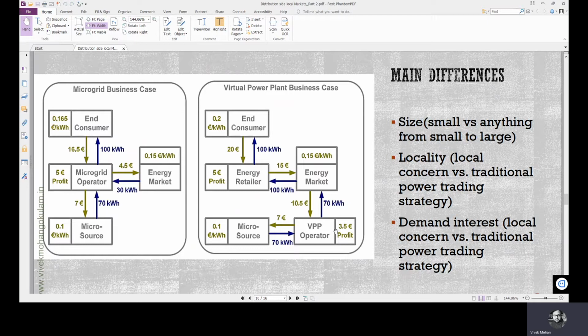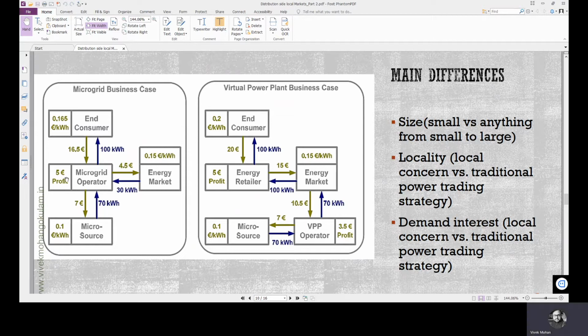Now what is the expense of the VPP operator? It's 7 euros, right? What's the revenue? 10.5. So 3.5 is the VPP operator's profit. Now what about the energy market? His expense is 10.5. His revenue is 15 euros. So 4.5 is his profit, right? Now what about the energy retailer? His expense is 15 euros and his revenue is 20. So 5 euros is the profit for the energy retailer.